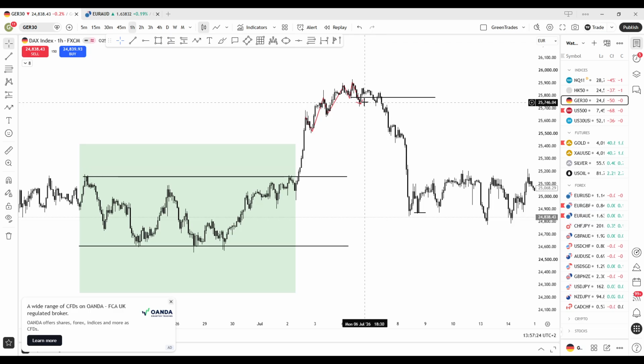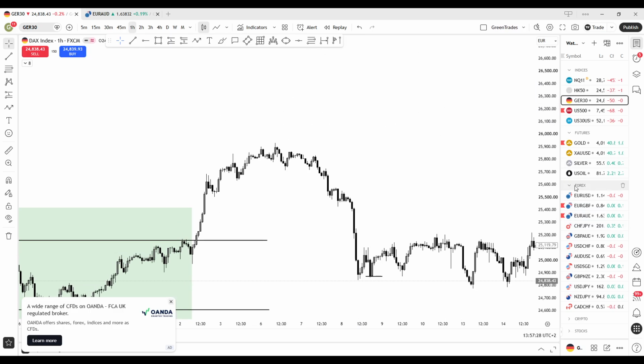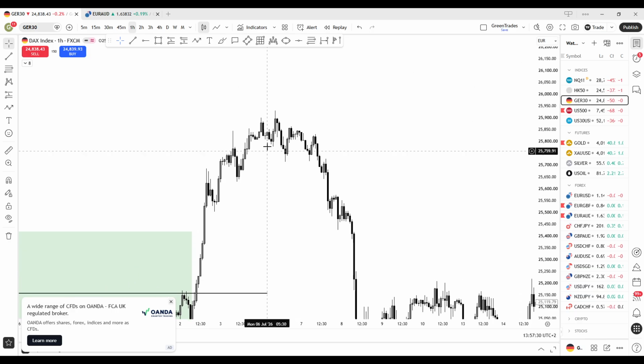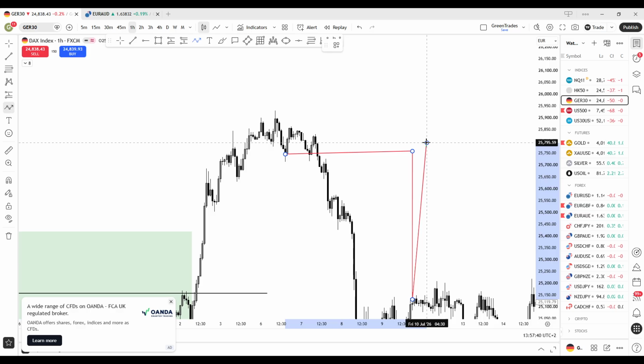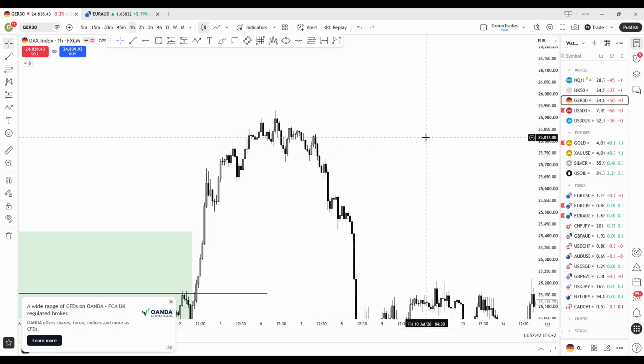Let's make it very clear here. Let me make it a little bit bigger and cleaner here. So this was a low that was formed in this market. This was a low, right? But this low was broken. Sorry, guys.